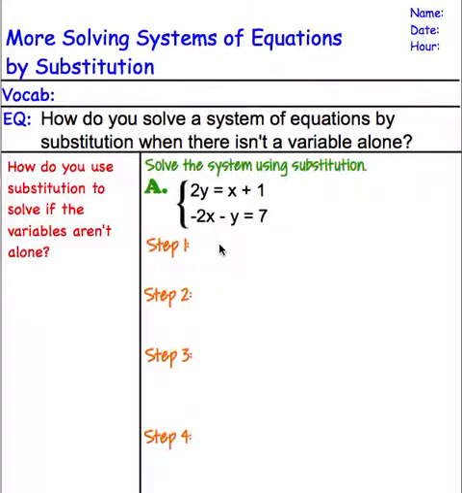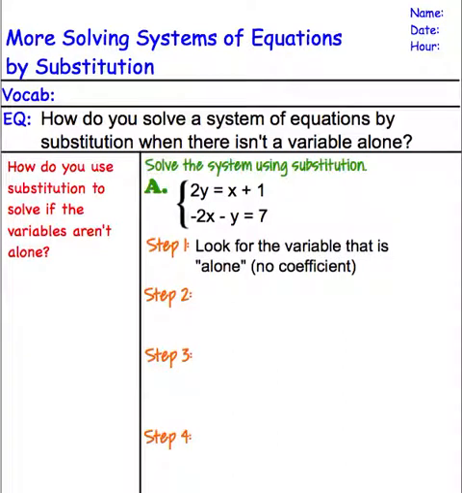So what we're going to do is start off by doing step one, which is to look for the variable that is alone. And what we mean by that is that it has no coefficient. You also probably want to try to stick to ones that tend to be positive. So if I look here, I see that we have an x alone. So what we're going to do then is solve for it.